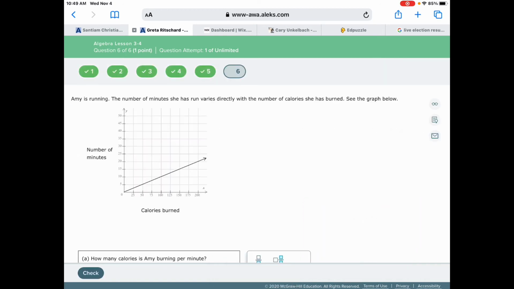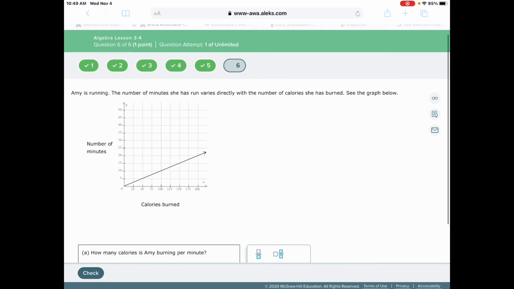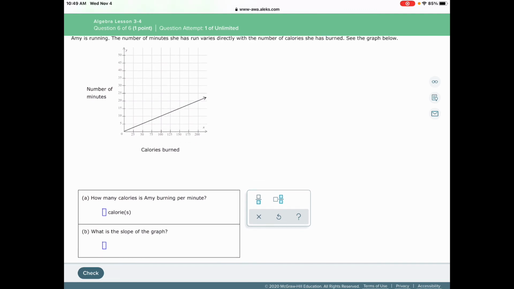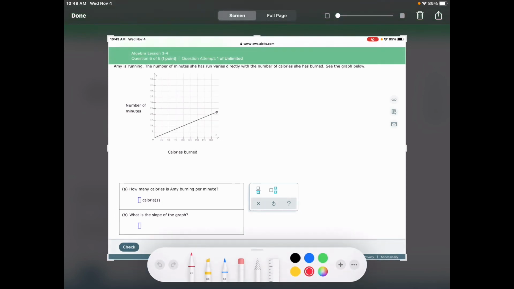Good. And number 6, Amy is running. The number of minutes she has run varies directly with the number of calories she has burned. See the graph below. So see how calories is our x and minutes is our y. And how many calories is Amy burning per minute? So here we go. Calories, we want to know calories per minute. So let's say I go over 50 calories. I'm looking at this point right here. Over 50 calories in 5 minutes. And that would be 10 calories per minute.